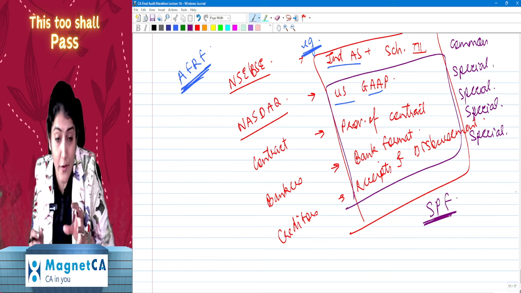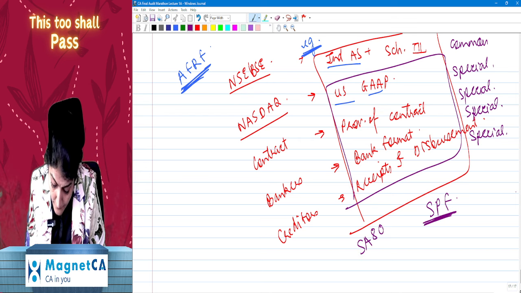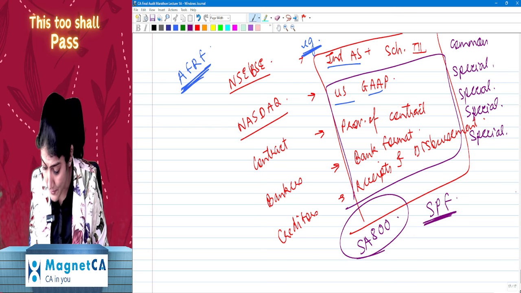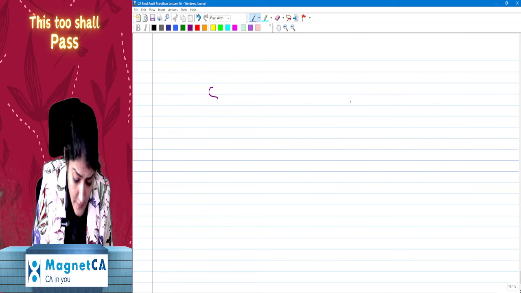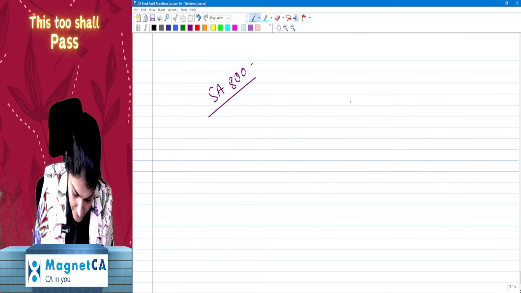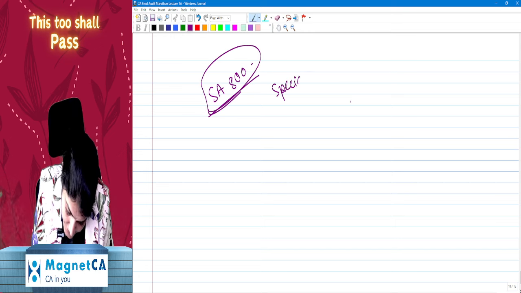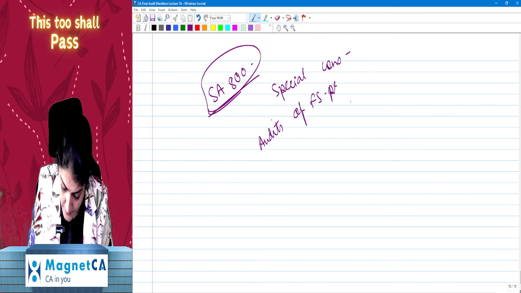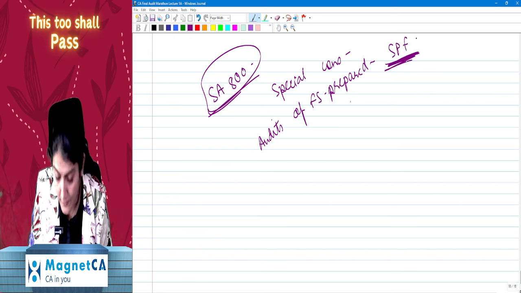For a specific set of users, not for a broad range of users. And this special purpose framework is what is discussed in SA 800. What is the title? Listen, everybody. What is the title of SA 800? It says special considerations. Yes, chapter number 8, you have this particular SA 800 over there. It says special considerations, audits of financial statements prepared in accordance with special purpose frameworks.